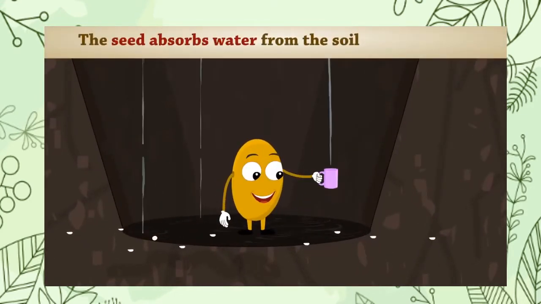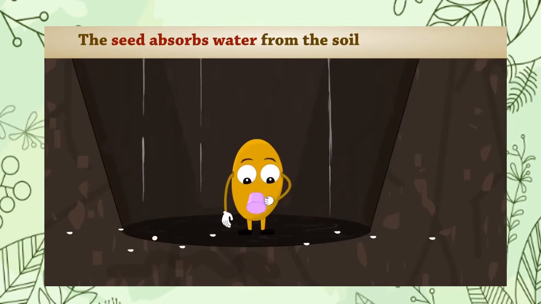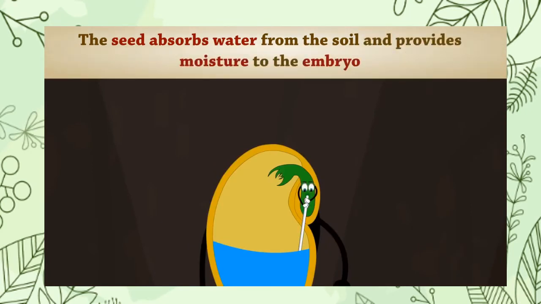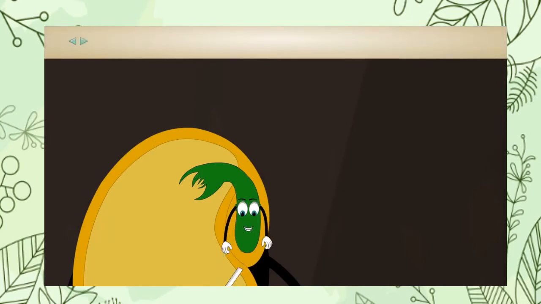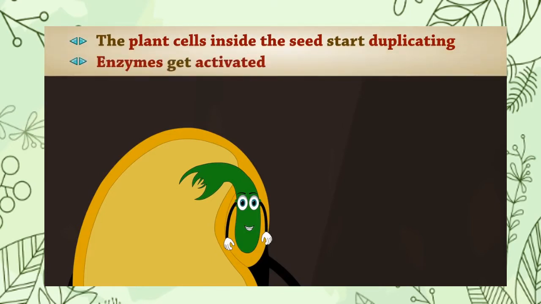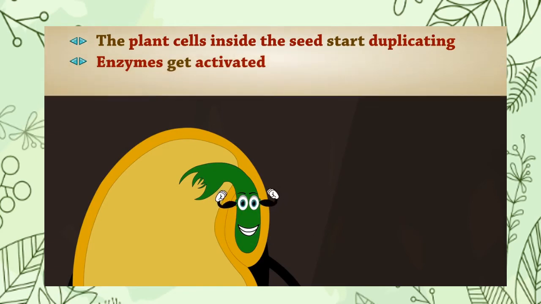The seed absorbs water from the soil and provides moisture to the embryo. The plant cells inside the seed start duplicating. Enzymes get activated. Embryo starts getting nourishment.